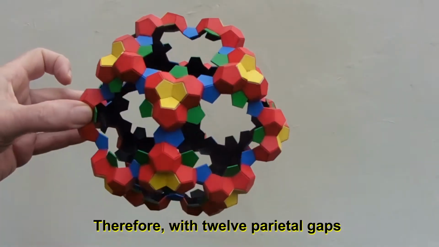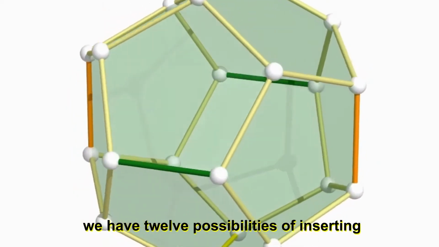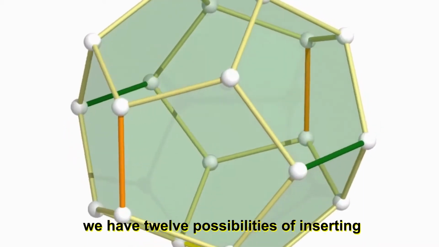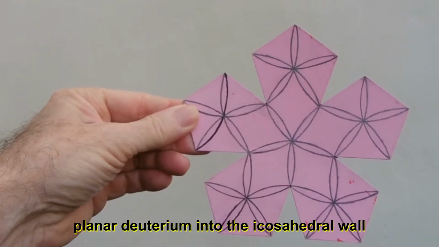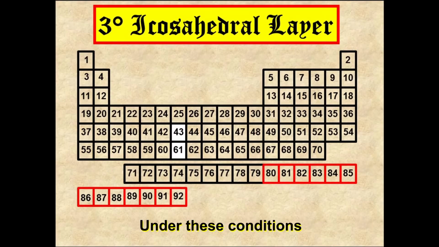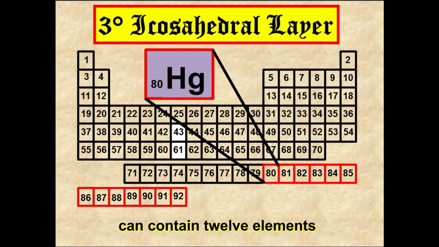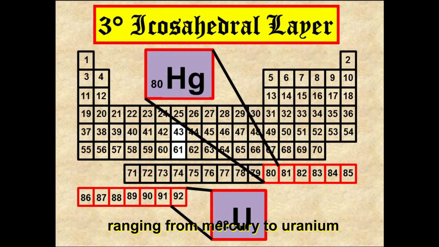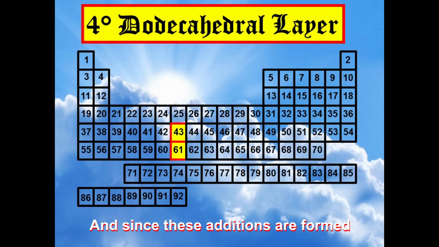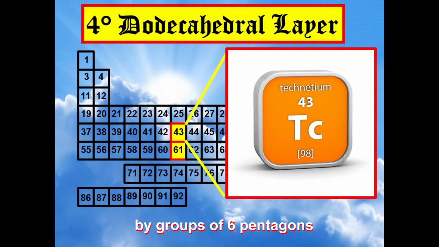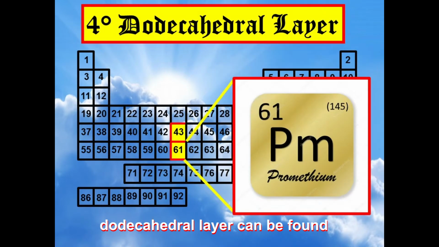Therefore, with 12 parietal gaps, we have 12 possibilities of inserting planar deuterium into the icosahedral wall. Under these conditions, the third icosahedral layer can contain 12 elements ranging from mercury to uranium. And since these additions are formed by groups of 6 pentagons, the same constraints of the fourth dodecahedral layer can be found with the elements 43 and 61.